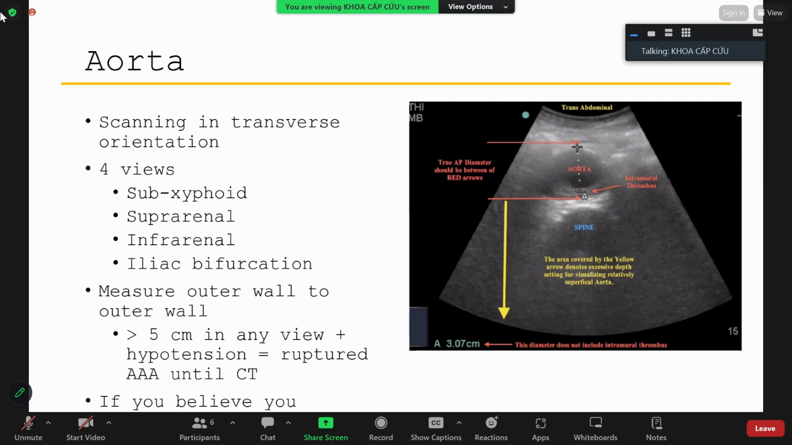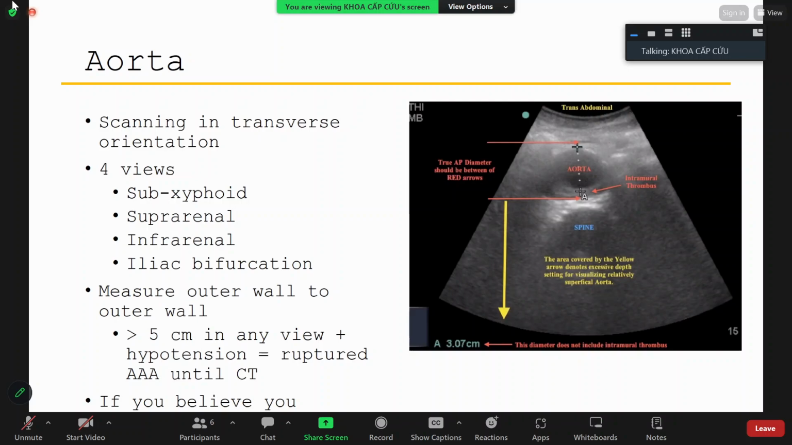And so we want to be measuring outer wall to outer wall. This will really come in handy because if you're measuring inner wall to inner wall, you can be falsely reassured. Say somebody has an aortic dissection and they have a dissection flap within the aorta with a blood clot or a thrombus inside, and you're measuring inner wall to inner wall. That can make the diameter of the aorta falsely smaller than what it actually is. So we want to make sure that we're measuring outer wall to outer wall.